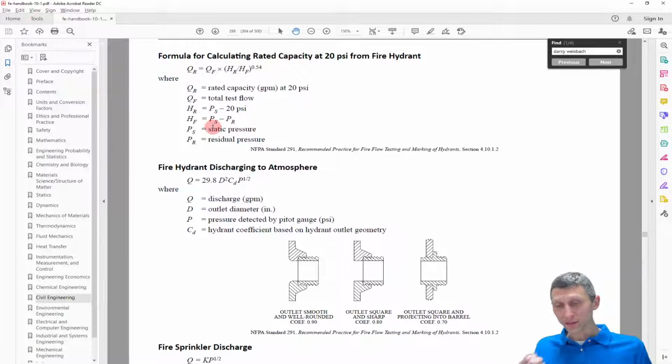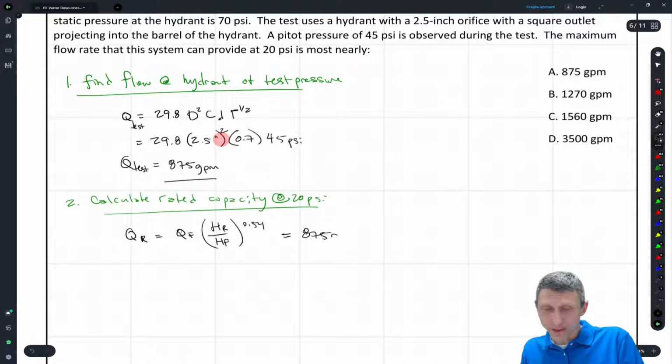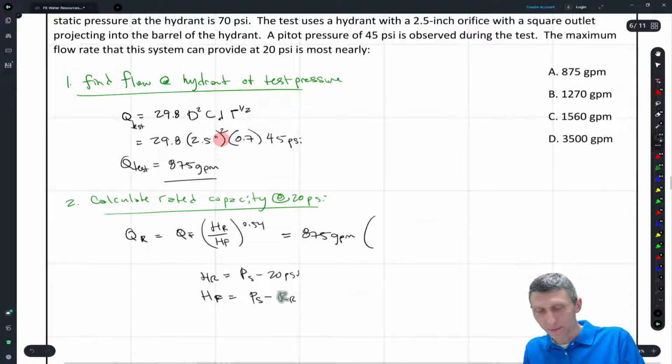So, we have static pressure and our residual pressure. And once we have all those pieces, we can come back in here and plug in. Essentially this equation looks like we're going to have our 875 gallons per minute times our HR, which was PS, our static pressure, minus 20 psi. That's the lowest we want to go. And then HF, I'm sorry, is our static pressure minus our residual pressure at our test, so PR.